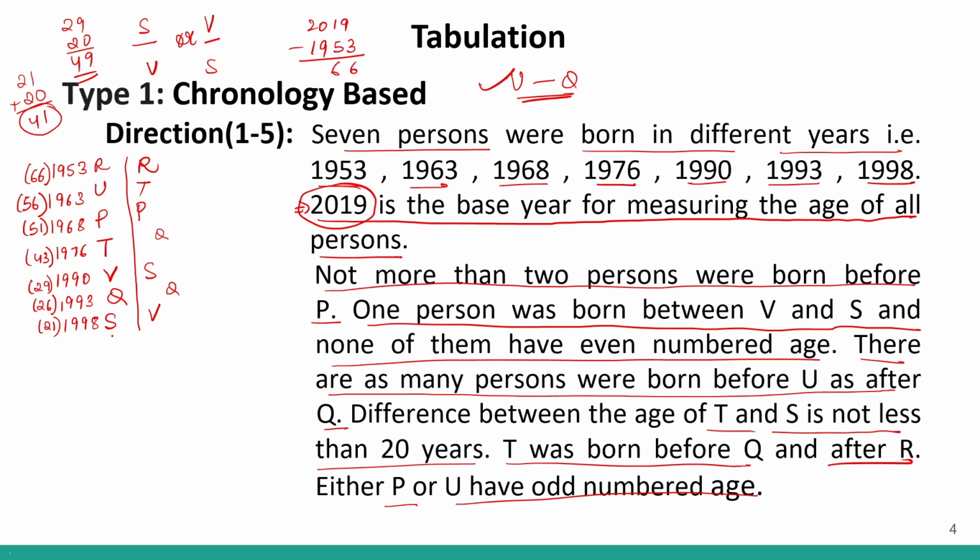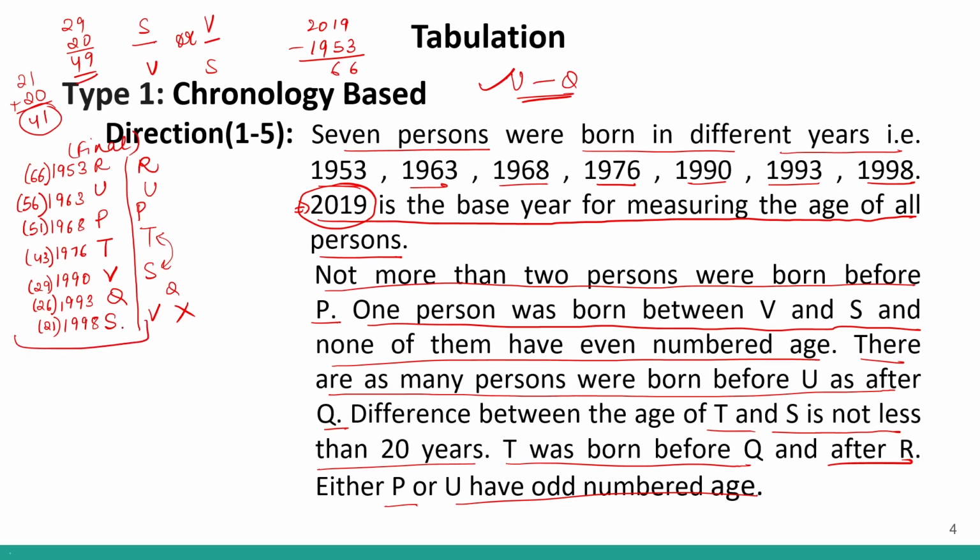So here I am getting a final arrangement. Now let us check. U has an even numbered age, P has an odd numbered age. So this particular arrangement is satisfying all the conditions. Over here, if I try to do this, Q is over here, that means U will be here. Then where will I place T? T has to be at least 20 years older than S. But T has to be at least 49 years old. So this is the wrong arrangement. This one is my final arrangement.